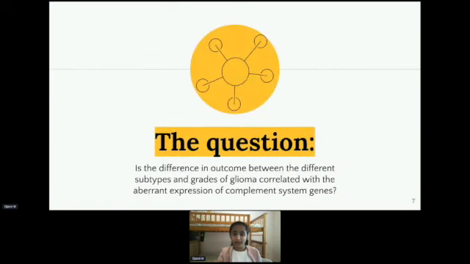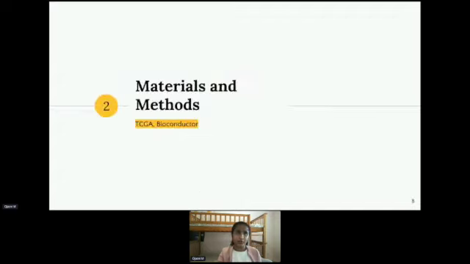So we wanted to find out whether the difference in outcome between the different subtypes and grades of glioma is correlated with the aberrant expression of complement system genes. I will now go over the methods that I used to answer my research question.